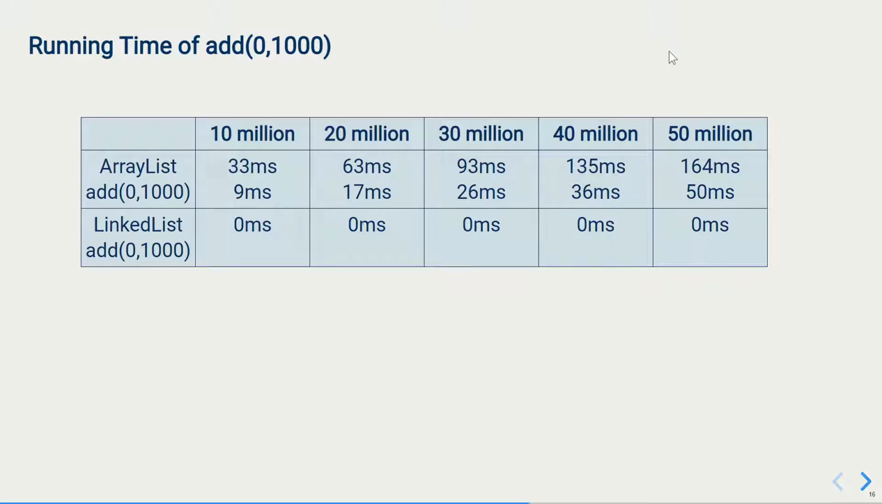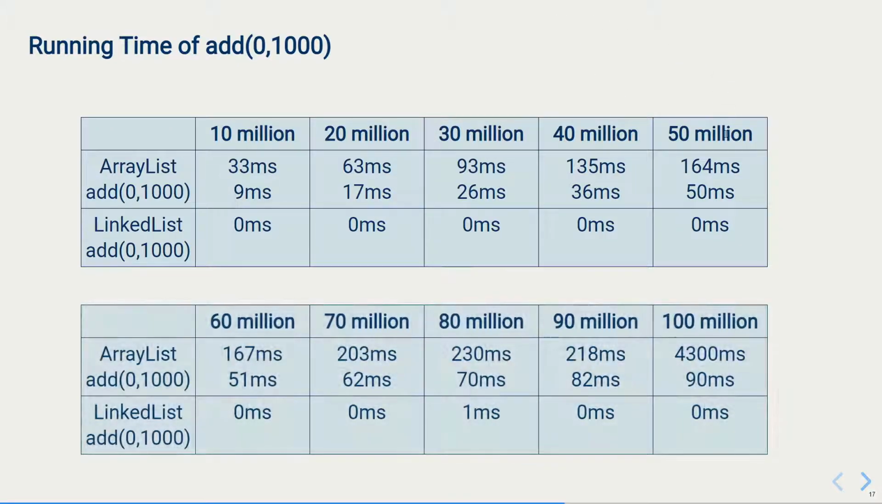So I went further from 60 million to 100 million. And the good news is it's still kind of increasing. But I can't explain why 50 million is close to 60 million. And this is after running a few times, mind you. I can't explain why 90 million is faster than 80 million. Why does 100 million take 4 seconds?